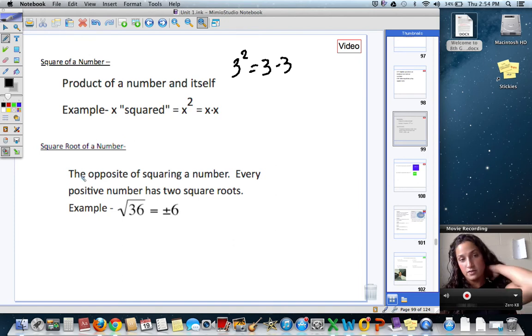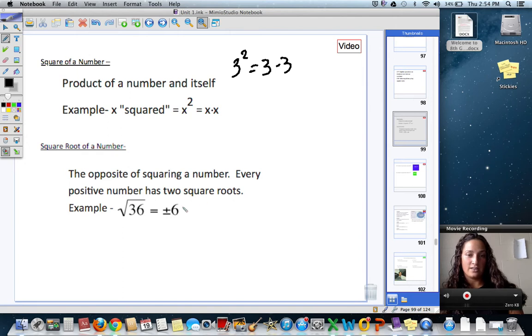The square root of a number. It is the opposite of squaring a number. So when we solve equations, when you do the opposite thing, if it's squared, you do the square root. If it's a square root, you square it. So every positive number has 2 square roots, so for this example.